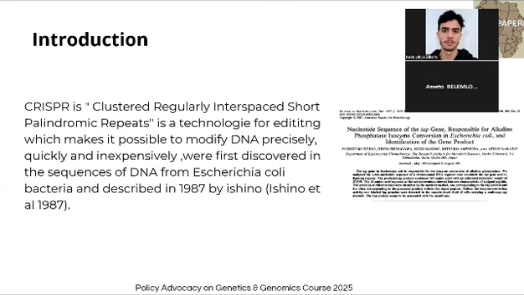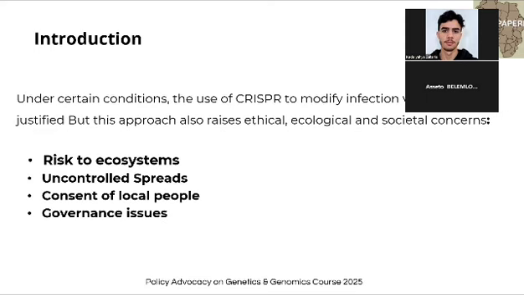Although CRISPR offers incredible potential in science and medicine, applying it to modify insect vectors like mosquitoes or snails raises several ethical, ecological, and social concerns. These include risks to ecosystems, uncontrolled spread of modified genes, lack of local consent, and weak governance frameworks.